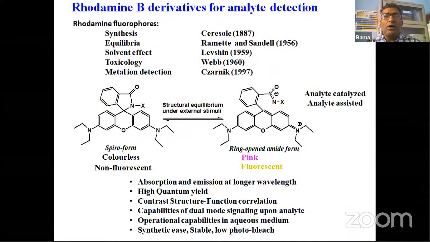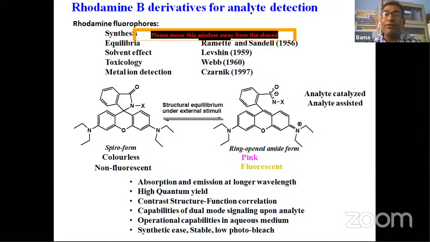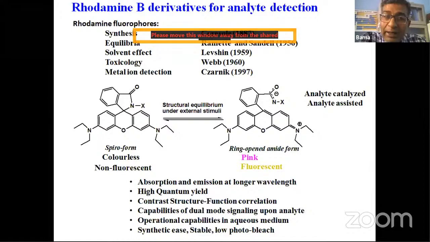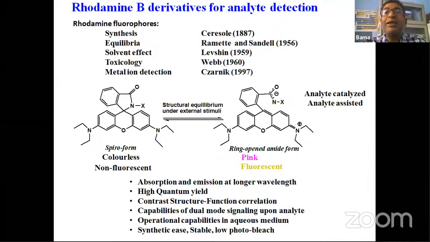So coming to our work, we are using rhodamine-based fluorophores. Of course, this is also nothing new. It was first synthesized by Ceresole in 1887. Then the equilibria were established in 1956, the solvent effect by Levshin, toxicology by Webb, and significantly the metal ion detection by Czarnik in 1997.